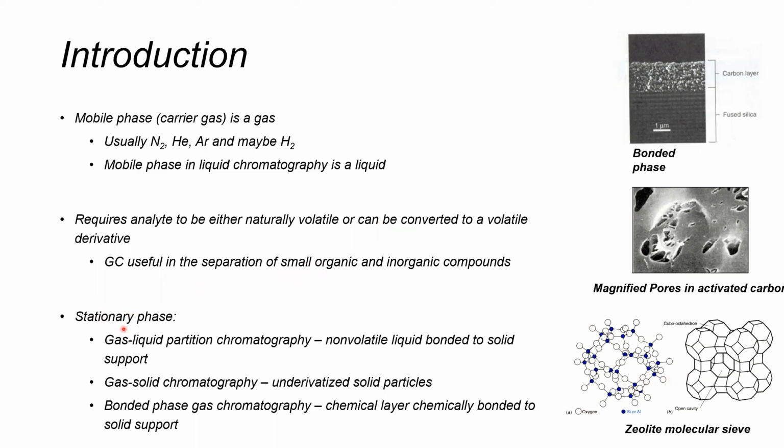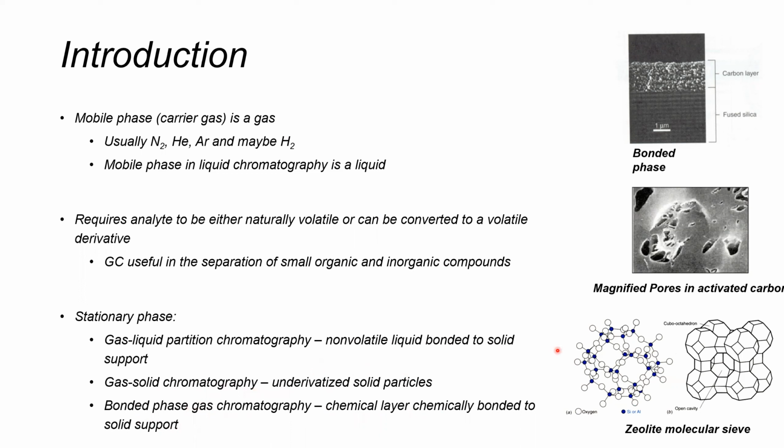And then in addition to that, as usual with chromatography, we have a stationary phase. So the stationary phase is usually a gas-liquid partition chromatography. So we've got a non-volatile liquid bonded to a solid support. Oftentimes this could be a long chain hydrocarbon, or it could be a derivatized hydrocarbon of some sort. Then there is gas-solid chromatography, where typically we're using underivatized solid particles. And then we've got bonded phase gas chromatography. So this is a chemical layer chemically bonded to a solid support.